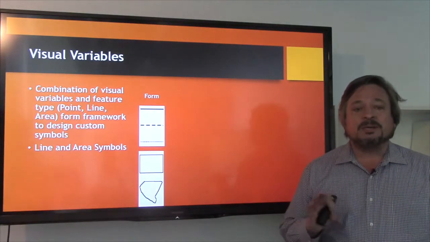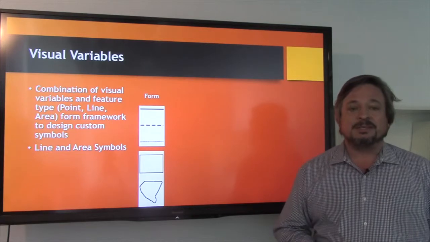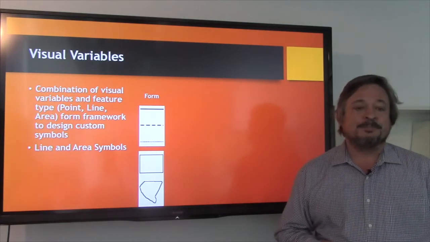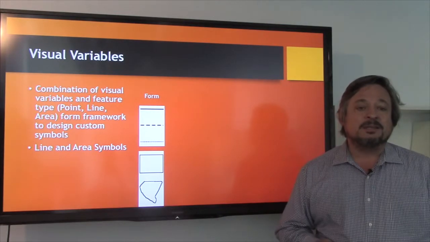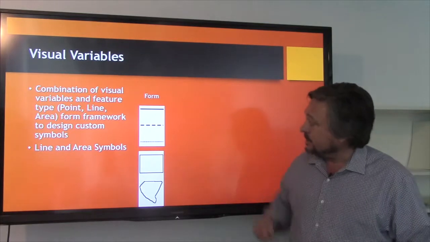So the combination of visual variables and feature types, the points, lines, or areas, forms a framework for designing custom symbology. So let's take a look at the differences for different types of line and area symbols. Lines are on the top, areas are on the bottom.